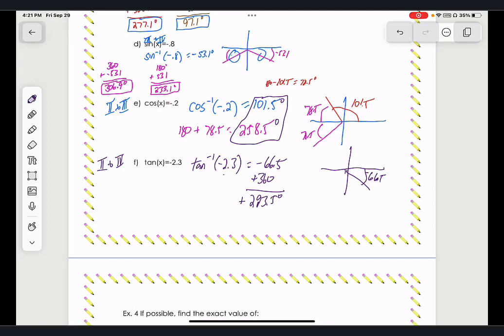So our next angle, again, we know it's in quadrants 2 and 4. So we're going to go ahead and put this angle here, 66.5 degrees. And to get that in quadrant 2, we'll subtract it from 180. So this winds up being 180 degrees minus 66.5 degrees. And that leaves us with 113.5 degrees. So those are our two answers.